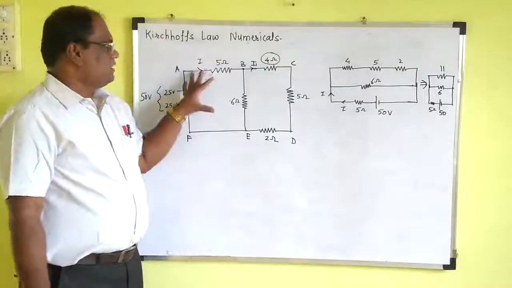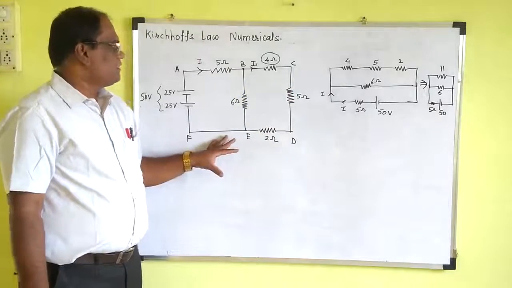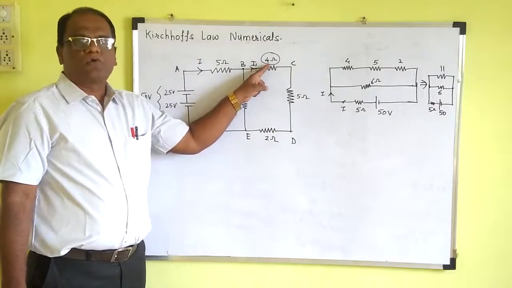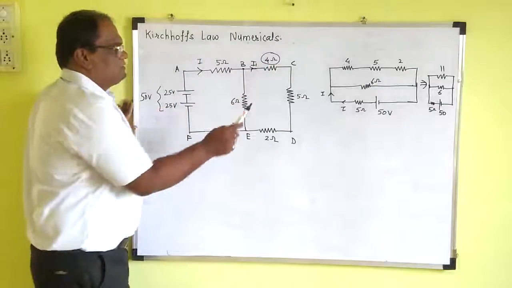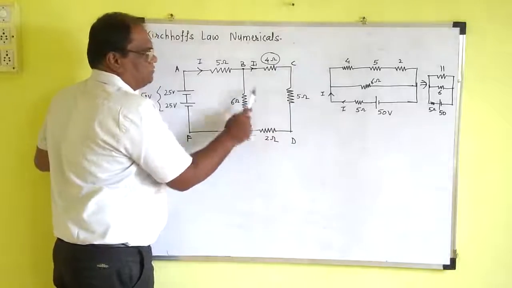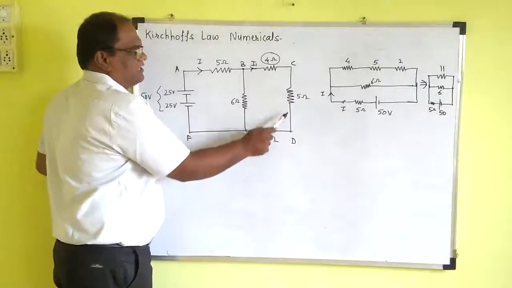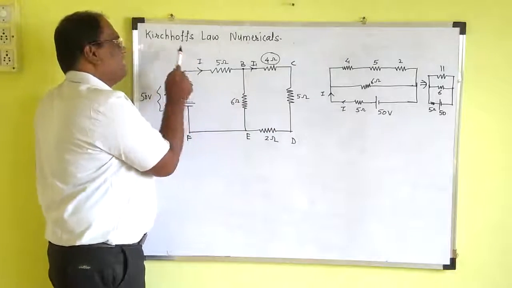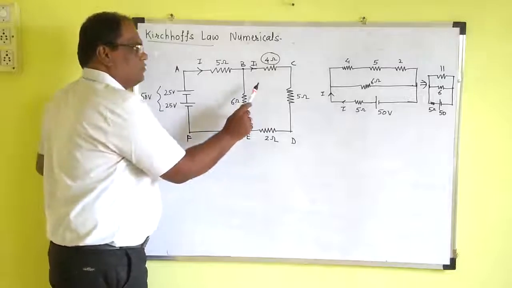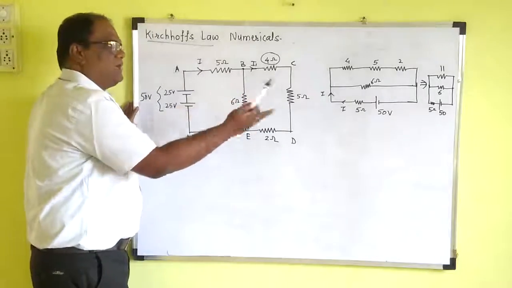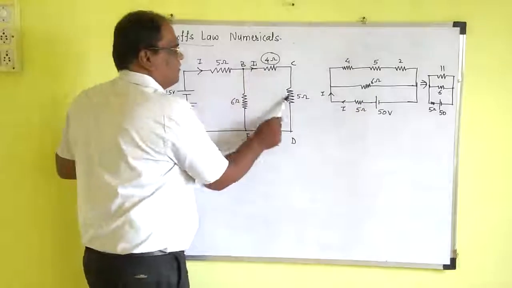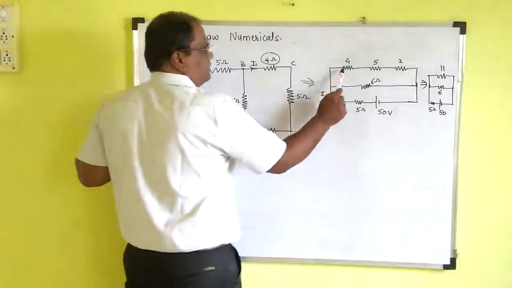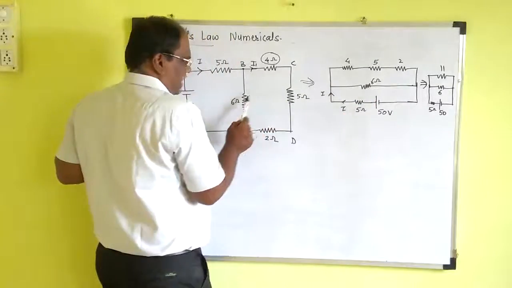Kirchhoff's law. The diagram is given to you, and the question is asked: determine the current through 4 ohm resistance. See, 4 ohm, 5 ohm and 2 ohm, these three resistors are connected in series across the 6 ohm resistance. Now we have to apply Kirchhoff's law. You can solve this example by another method. How? See the simplified diagram. 4, 5 and 2 ohm are connected in series across the 6 ohm resistance.